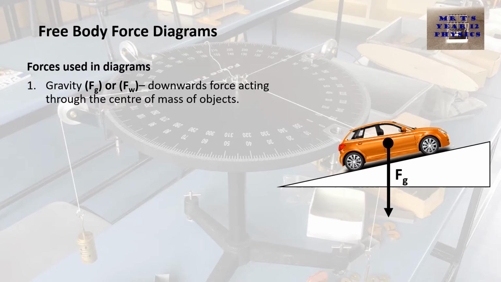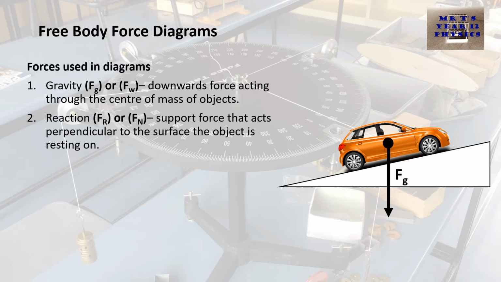If there's a gravity force acting on this car, there's another force acting in response to this, and this is a reaction force. The reaction force always acts perpendicular to the surface that the object is in contact with. This car is in contact with the surface of that ramp. So we draw an arrow that starts again from the center of mass and goes away at a 90-degree angle from the surface of that ramp. We call it Fr. Sometimes we call it Fn, which is the normal force.